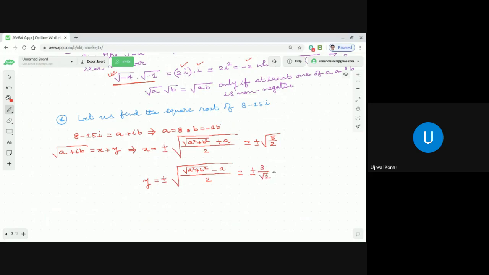I'm so sorry, I made a small mistake. Did you find that mistake? Here it should not be plus minus square root of 5 by 2. It should be plus minus 5 by square root of 2. Got it, no?